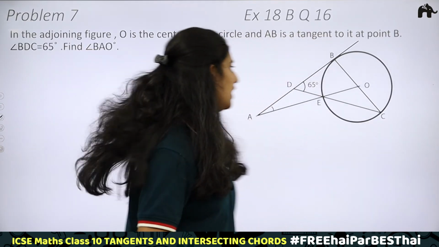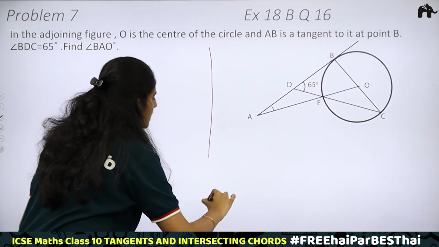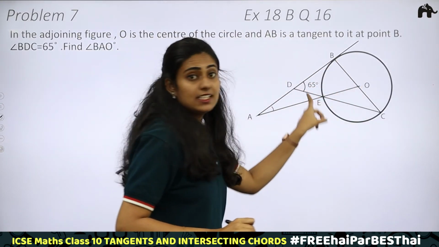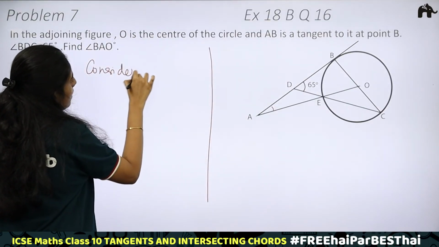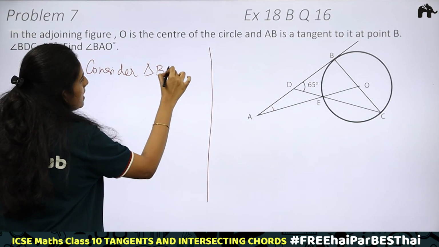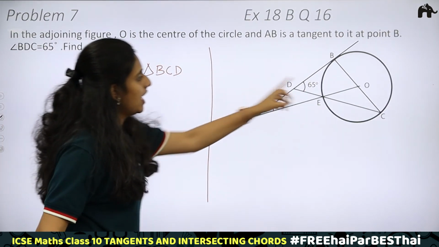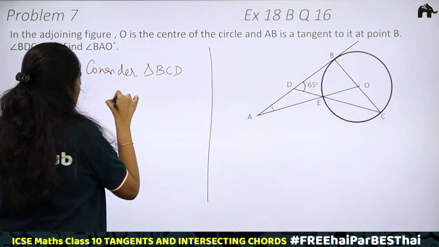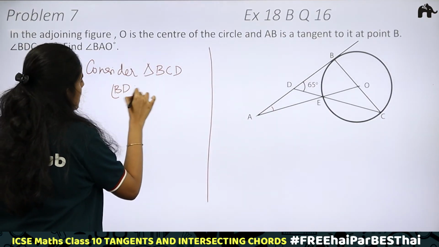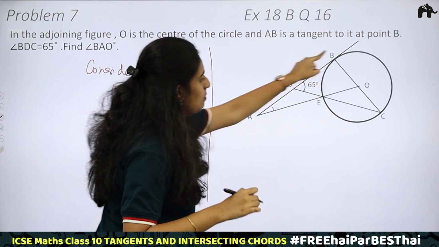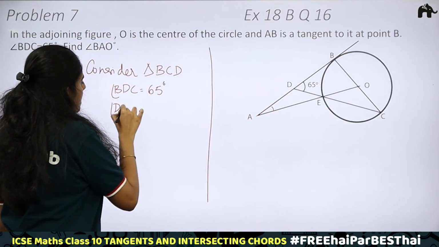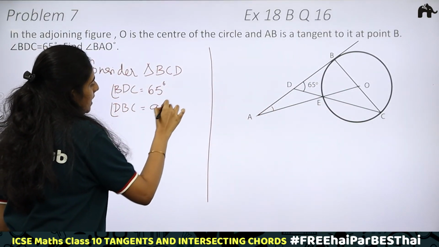How to find BAO? First we'll be considering this triangle where an angle is given. Consider triangle BCD. In triangle BCD, we know the measure: angle BDC is equal to 65 degrees. Then we have angle DBC. What is DBC? DBC will be equal to 90 degrees. What is the reason?